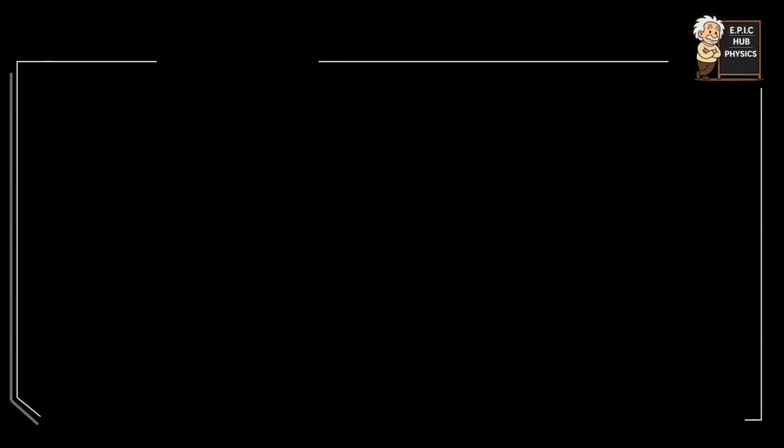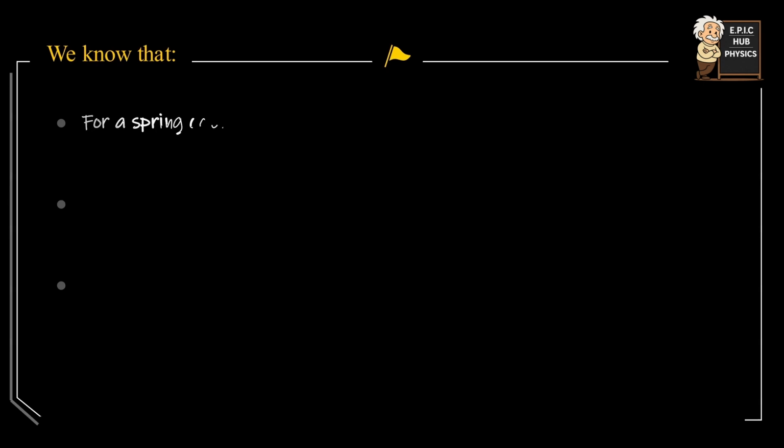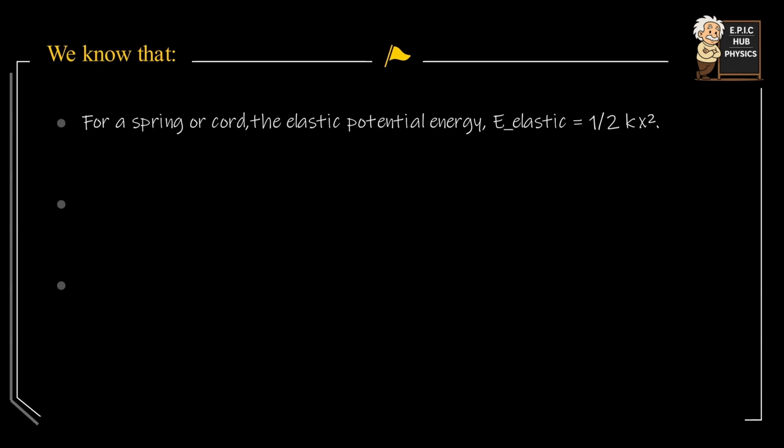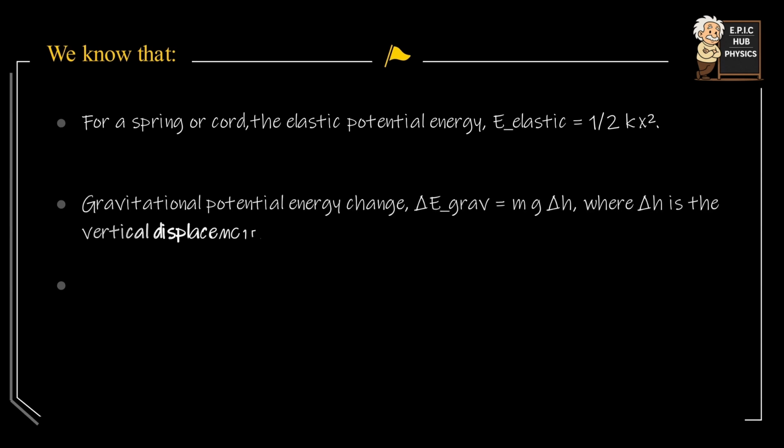This problem tests our understanding of energy conservation in elastic systems. Let's set the stage with the right ideas. We know that for a spring or elastic cord, the elastic potential energy stored is given by E elastic equals 1/2 kx squared, where k is the spring constant and x is the extension. The gravitational potential energy change is given by delta E grav equals mg delta h, where m is the mass, g is the acceleration due to gravity, and delta h is the vertical displacement.